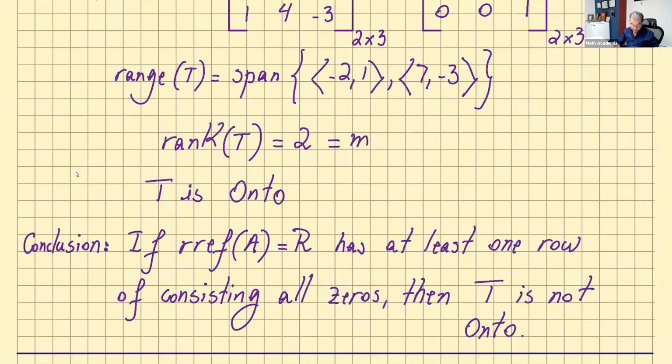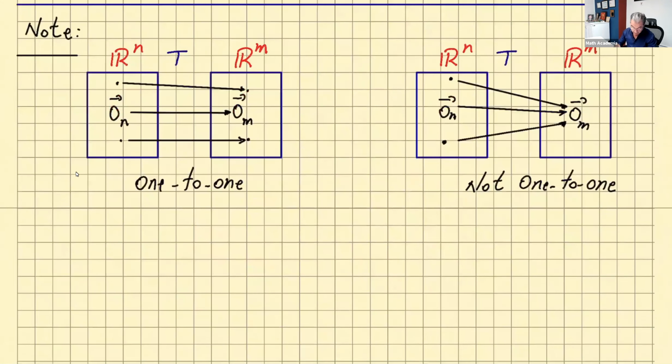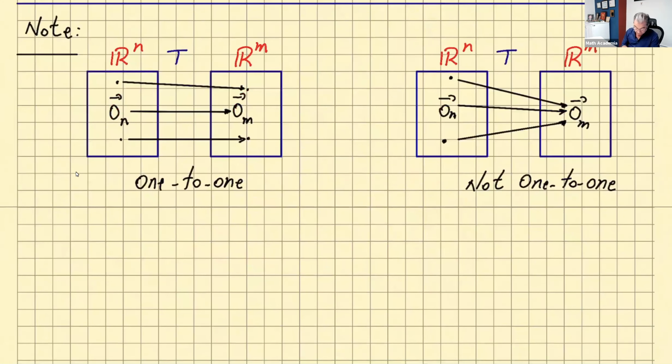Now I put a note here for 1-to-1. I didn't put it at the top when I started this lecture, but as you see, this is another way to see if it's 1-to-1. Here, T of 0 equals 0, and only 0 maps to 0. So this is 1-to-1. But in this case, it's not just T of 0 equals 0, because we have other vectors too. So this is not 1-to-1.